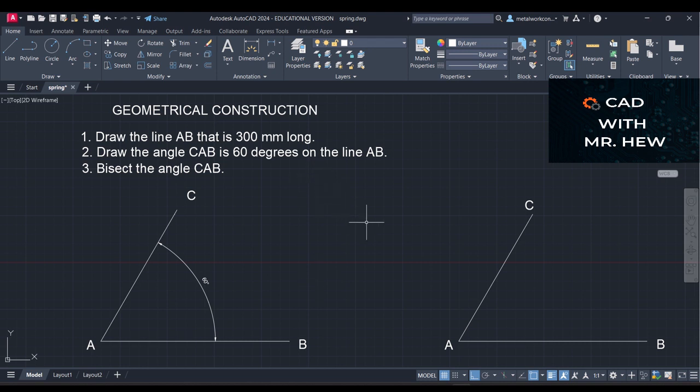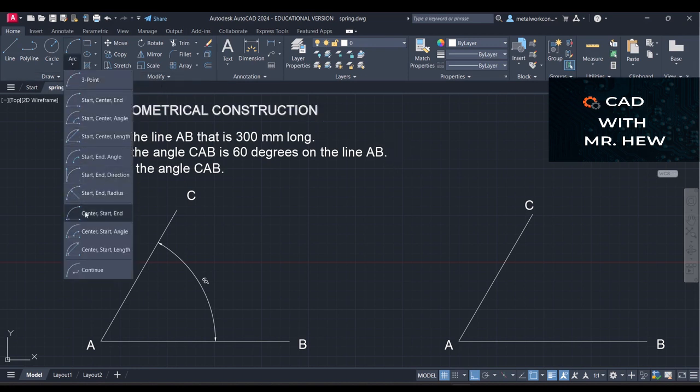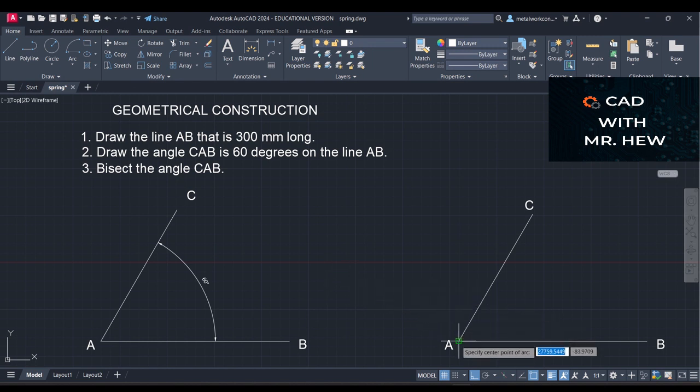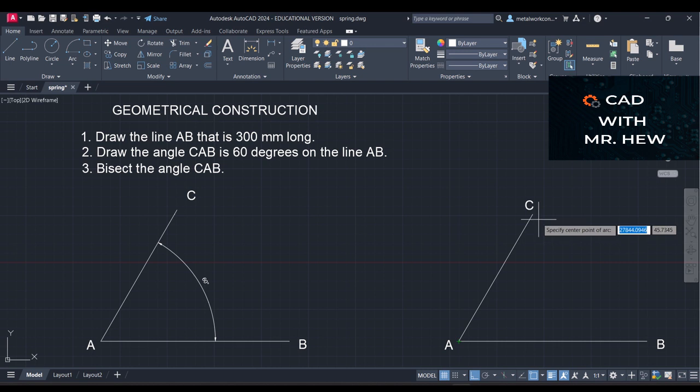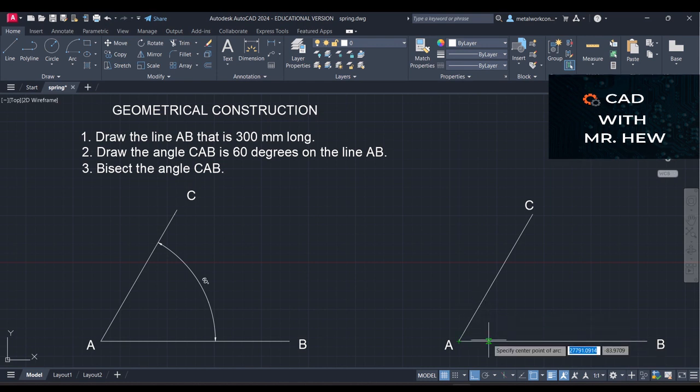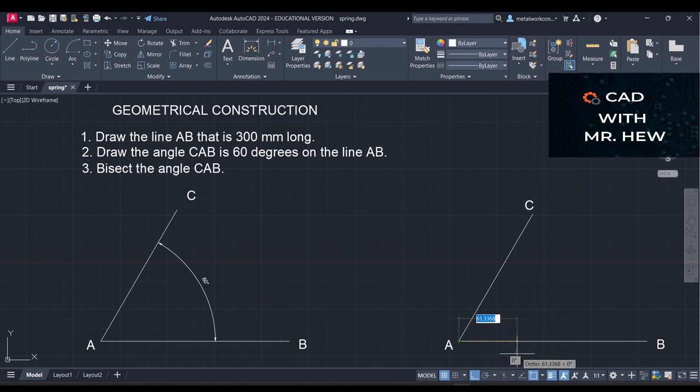The first thing we're going to do is draw the given angle based on what the question was. Then the next step is to draw an arc of any radius from A, where the angle is. So we have the angle here, C, A, B. The 60-degree angle, which we did in the previous video, would be at A. So we're going to draw an arc, any convenient radius.